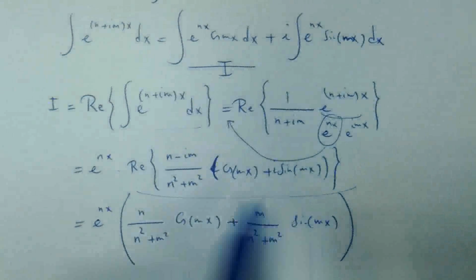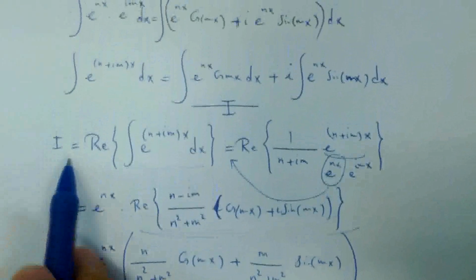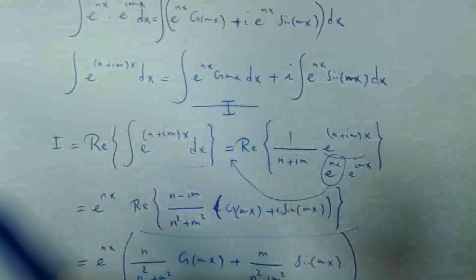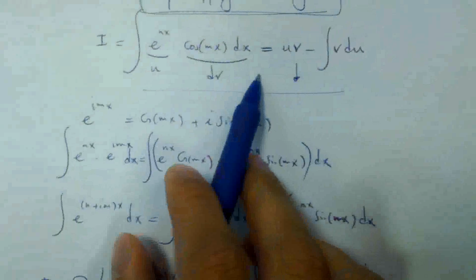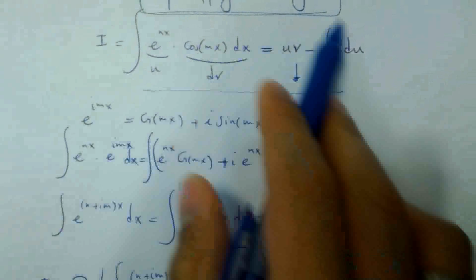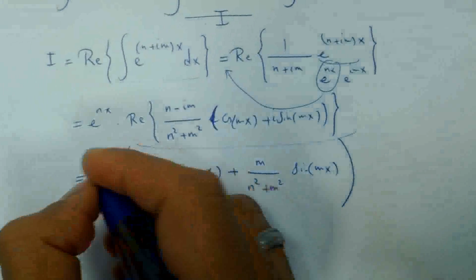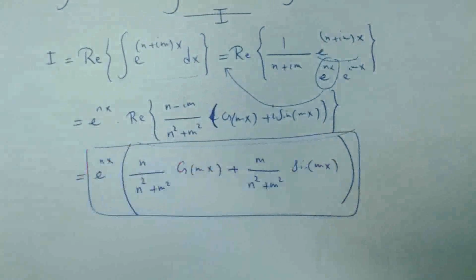So we have calculated the integral of e to nx cosine mx dx without using two rounds of complicated equations, using the method of integrating by parts. Here is the result.